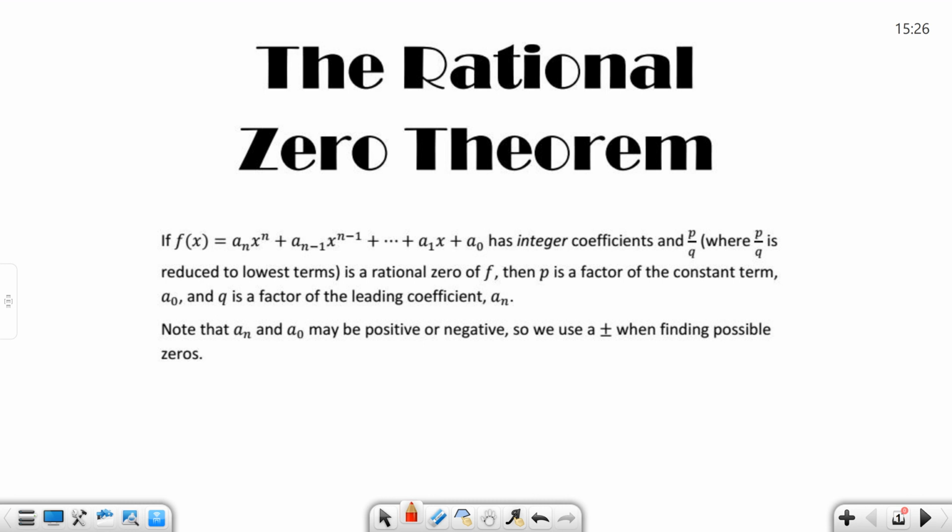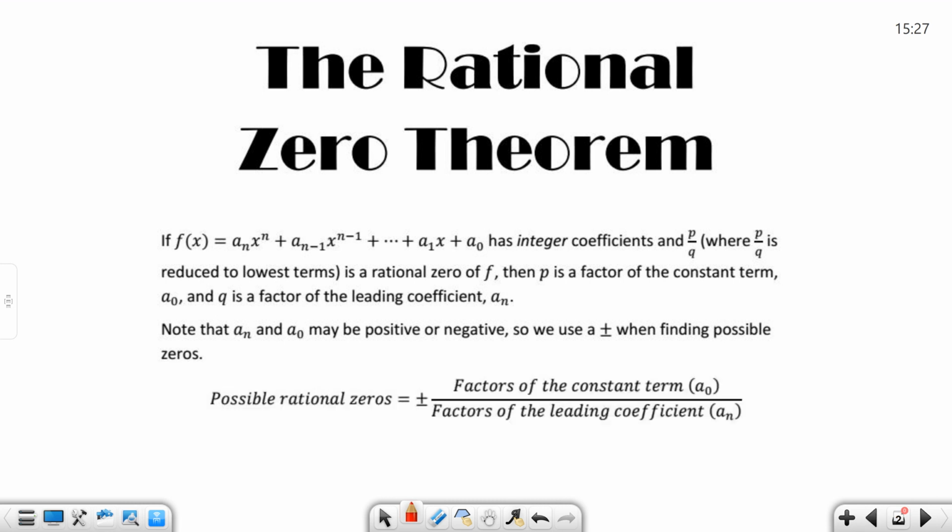It has integer coefficients, p over q, where p over q is reduced to lowest terms and is a rational zero of f. Then p is a factor of the constant term, a sub 0, and q is a factor of the leading coefficient, a sub n. Note that a sub n and a sub 0 may be positive or negative, so we will use a plus or minus when finding these, and I will also use absolute value of a sub n and a sub 0 for that reason. I'm not going to worry about factoring it into positives and negatives and all that other business.